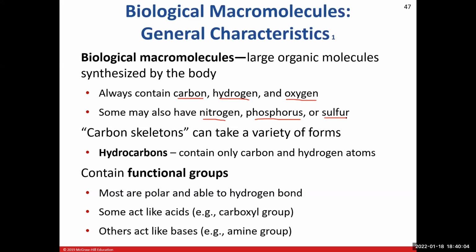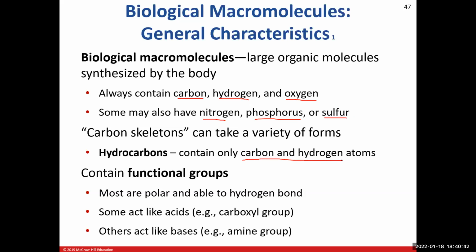So we're going to start off by talking about what we call the carbon skeletons. These are kind of like the backbone structures of some of these molecules. You'll hear the term hydrocarbons. If you hear that term, then without even looking at the molecular formula, you will know that the only atoms that structure contains are carbon and hydrogen. Hydrocarbons only contain carbon and hydrogen atoms. Just in case you hear that, you need to know that.